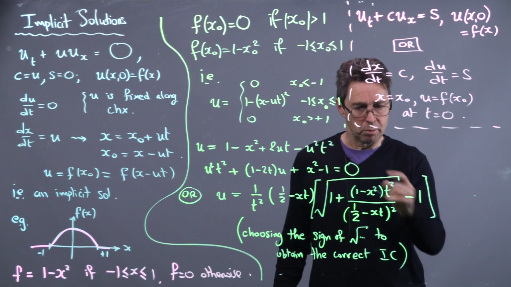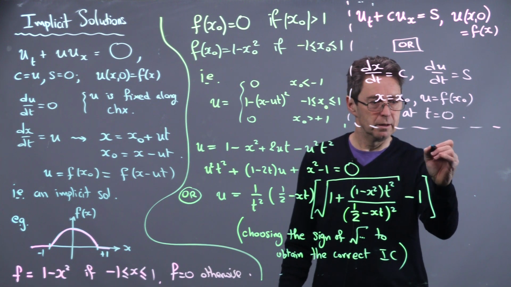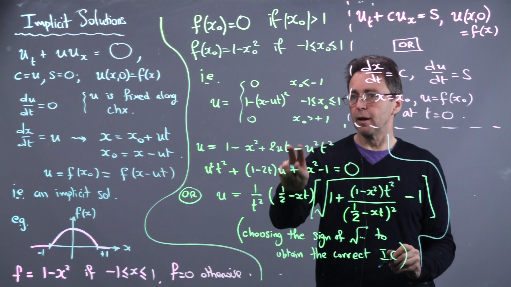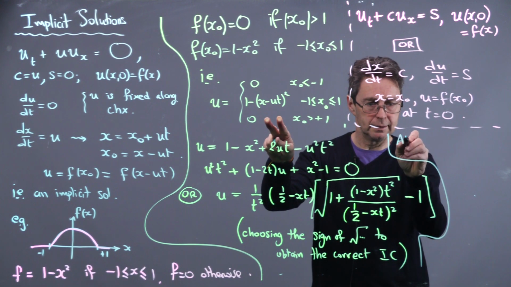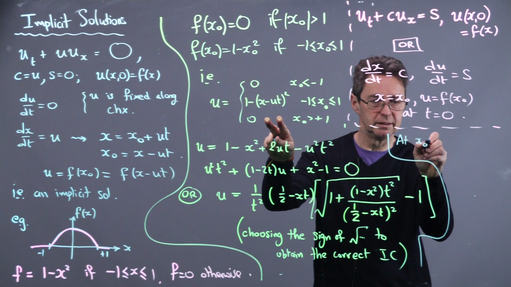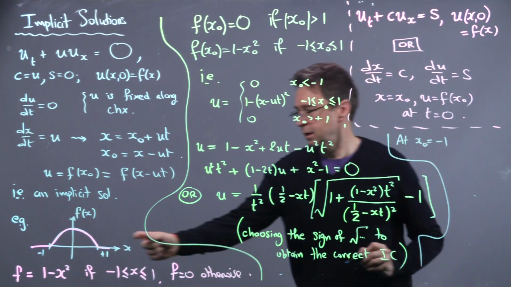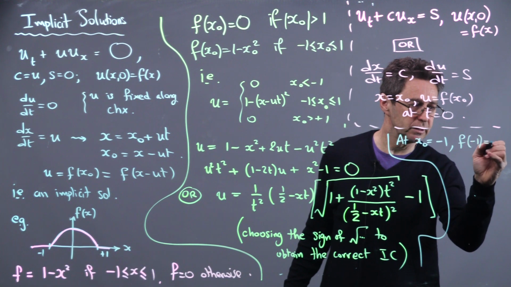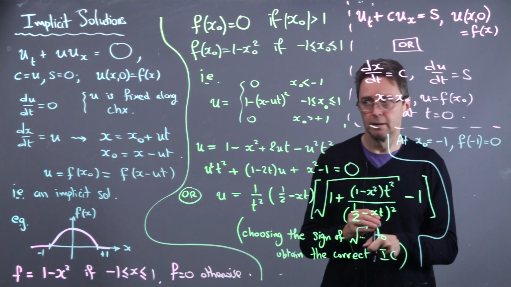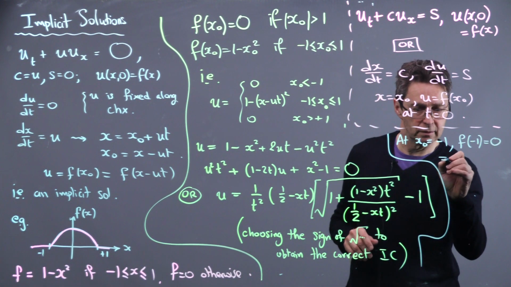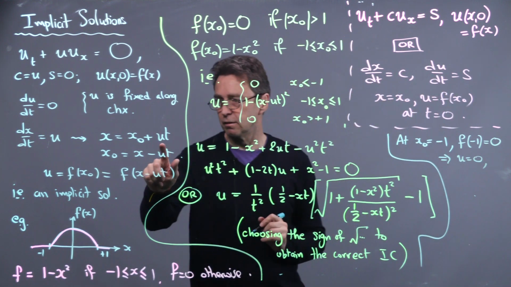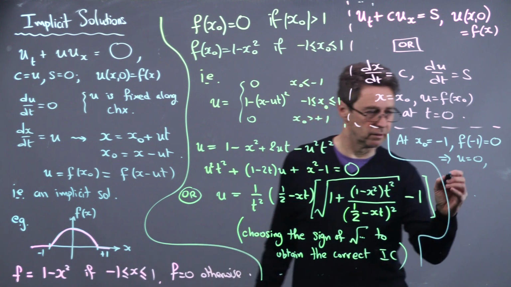So where do we apply this, for example? So hopefully there's enough room here. Okay, so at x0 is equal to -1, that's this particular point, we actually have that f of -1 is equal to 0. Right? That means that u is equal to 0. And if u is equal to 0, that means that x is equal to x0.